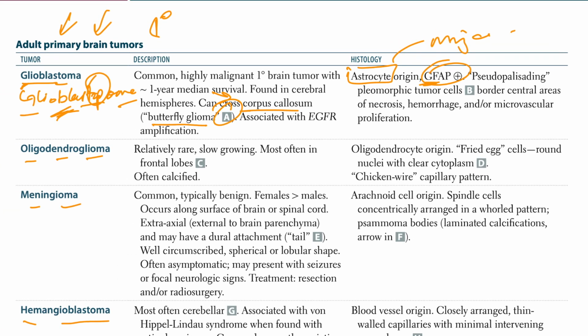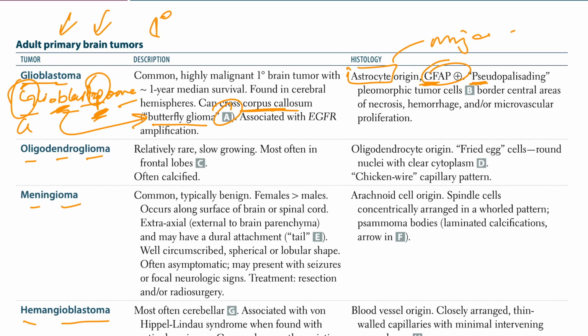And the last thing we're going to think about is the pseudopalisading. So P for pseudopalisading. Again, G for GFAP, B for butterfly glioma, which means they will cross the corpus callosum. You will see it on the bilateral side. Okay. P for pseudopalisading. And this is going to be the high yield points on this. And one important point is that there's a 1 year median survival. It's a very low survival rate.